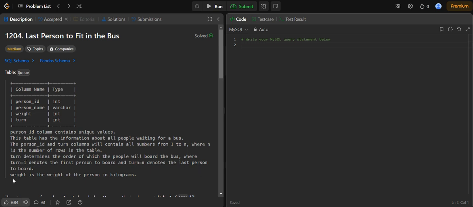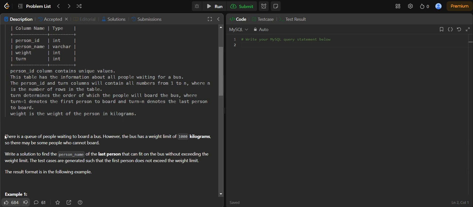Weight is the weight of the person in kilograms. So this is the information about the table. Person ID is the ID of the person, name is the name of the person, weight is the weight of the person, and turn is the turn number of the person who will get into the bus.